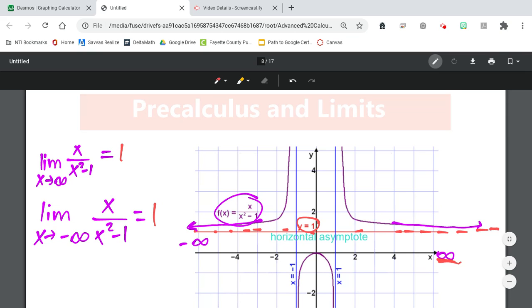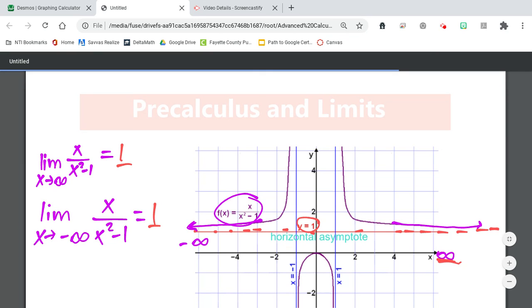Now, it just so happens that my limits at infinity and negative infinity are the equation of the horizontal asymptote. So if you know how to find a horizontal asymptote from your pre-cal skills, and then you're asked to find the limit at infinity or negative infinity in calculus, then you can use the skills that you learned in pre-cal about asymptotes to figure out the answer to the limit question. So it's kind of the same, except the question is just a little bit different.